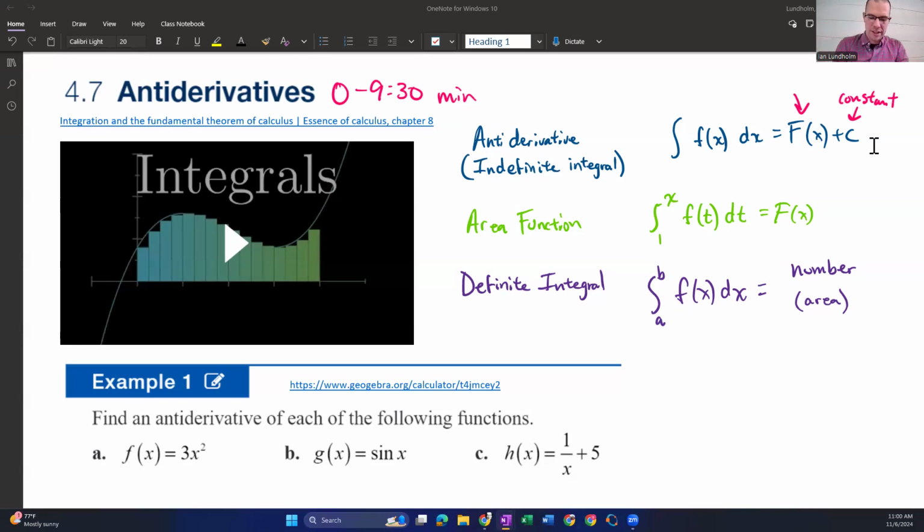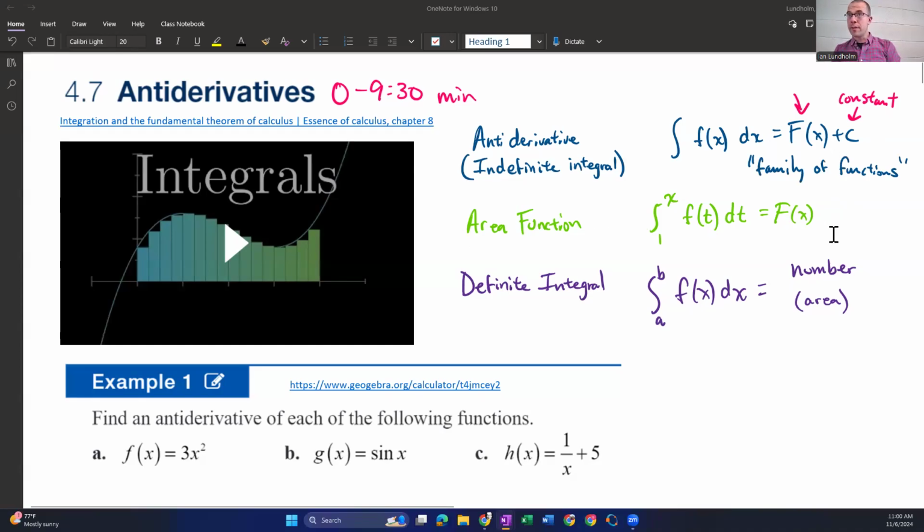And really what this gives us, I would like to call a family of functions, because we can change that constant and still have a general antiderivative. So there are many functions, depending on whatever the value of c is. It could be 3, it could be 100, it could be 0, anything. But this gives us more than just one function to narrow in on.